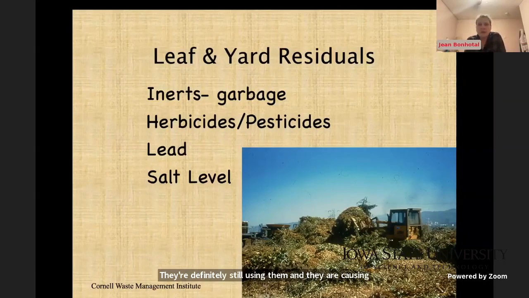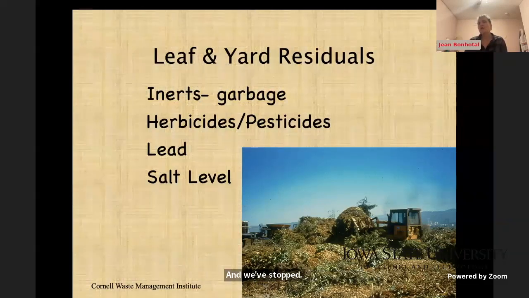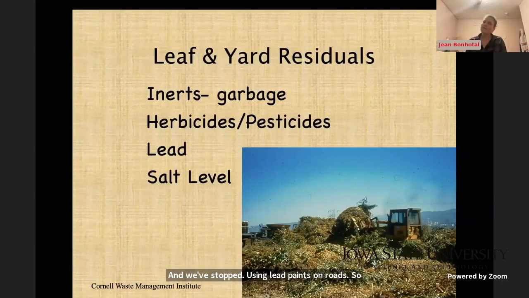Lead. So why would we have lead in leaf and yard waste? Leaded gasoline and lead paint that's been used on the roads for many years. We stopped using leaded gasoline and we've stopped using lead paints on roads, so that's going to go away. But if your community was to suck up leaves with a vacuum truck, you might get more of that particulate matter and get more of the lead in that batch that was picked up that way. If it's picked up with a loader, then a lot of that particulate matter will just stay right on the asphalt.